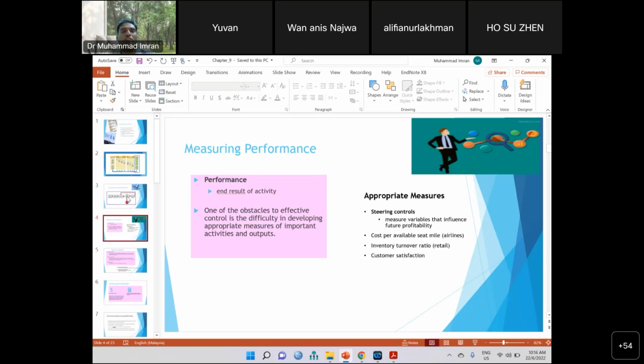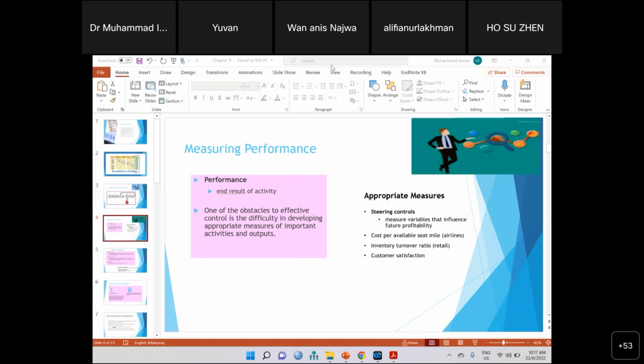One of the obstacles to effective control is the difficulty in developing appropriate measures of important activities and their outputs. What appropriate measures should we use to evaluate the performance of any activities? This is the main concern. So, what is steering control? Basically, steering controls measure variables that influence future profit.